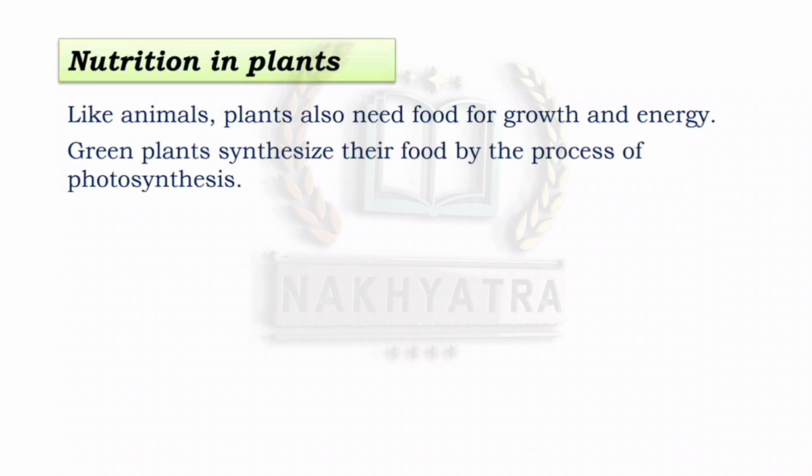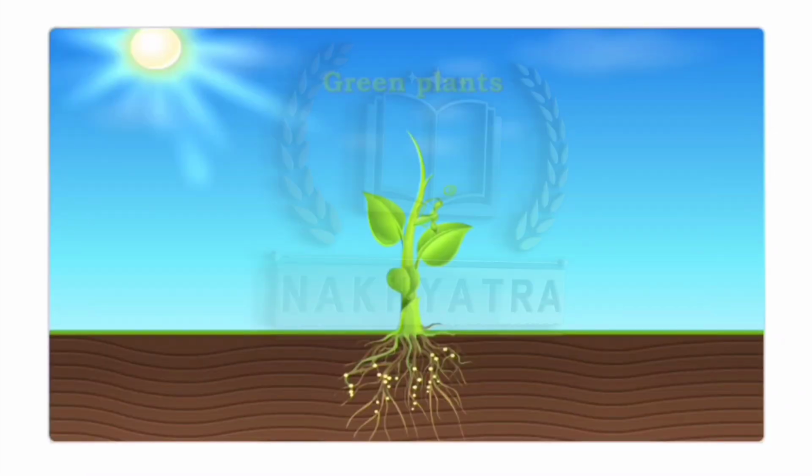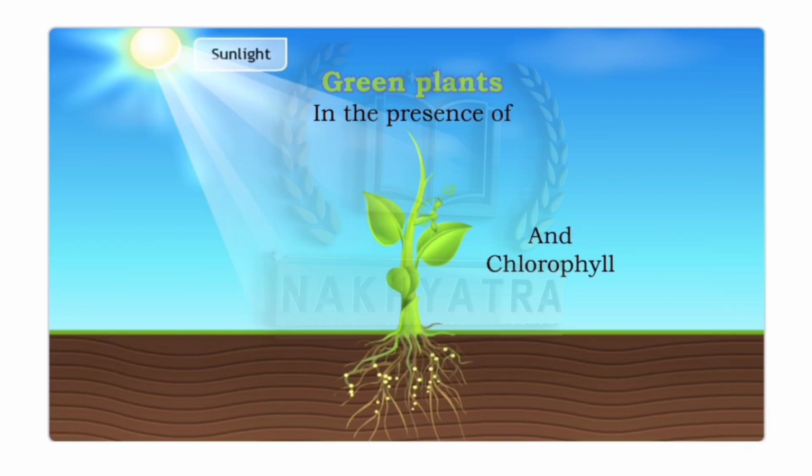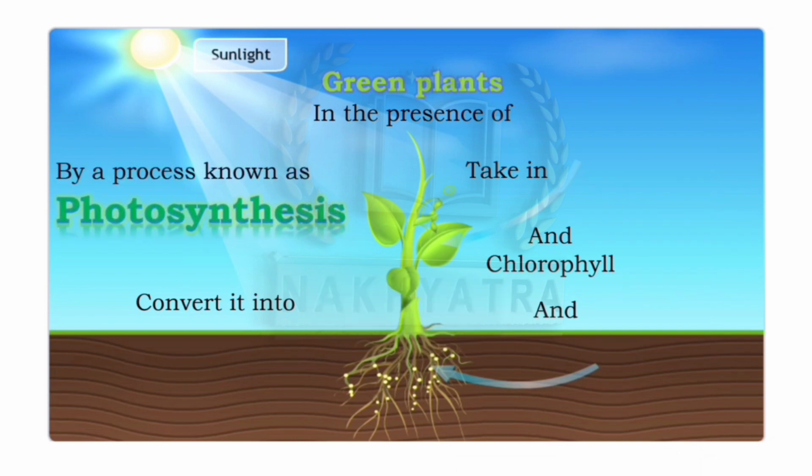Alright, so you might be knowing from a very small class that green plants synthesize their food by the process of photosynthesis. Right? So photosynthesis is a process where green plants produce their own food. Now let us see, green plants in the presence of sunlight and chlorophyll. Chlorophyll is a pigment which is present only in the green leaves. So they absorb carbon dioxide from the atmosphere and water from the soil. Then they convert it into carbohydrates, that means glucose, by a process known as photosynthesis.